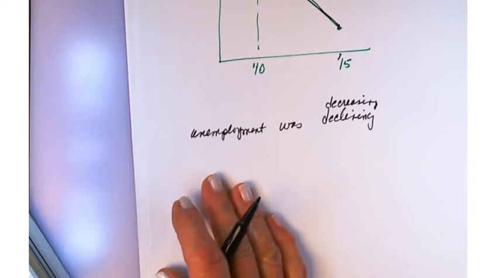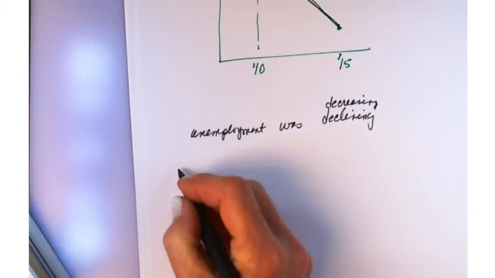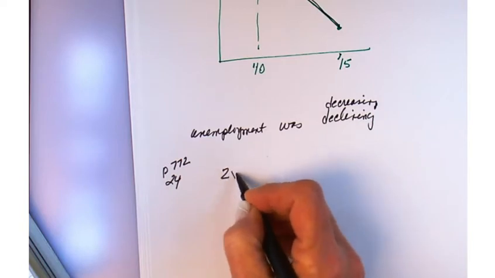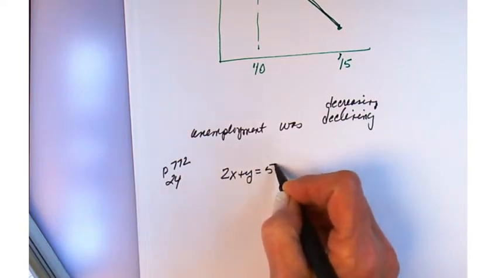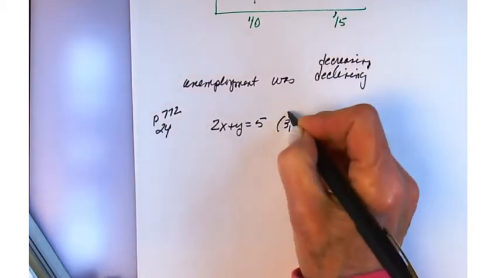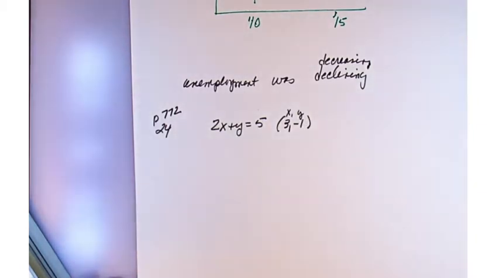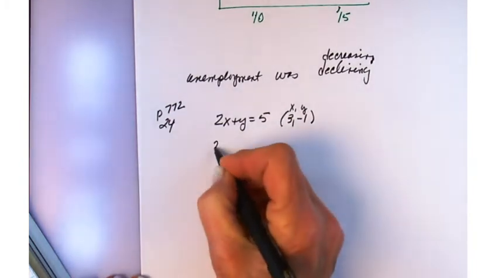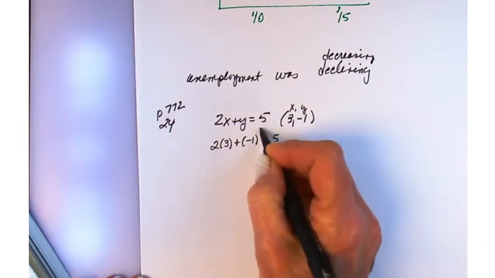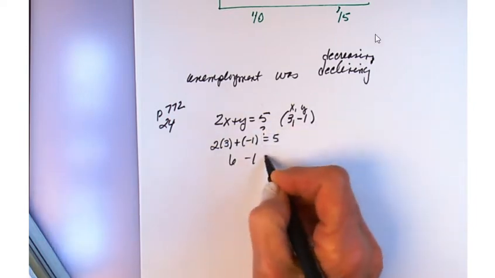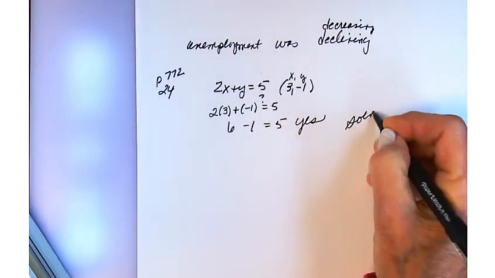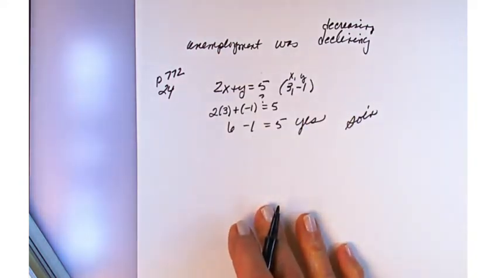Let's look at number 24, page 772. We have 2x plus y equal to 5. The question says, is (3, -1) a solution? Give yourself a little hint there. 3 is the x, so I'm going to have 2 times 3 plus minus 1. Does that equal 5? Well, 6 minus 1 equals 5. The answer is yes. It is a solution. That's how easy it is. You just substitute in.